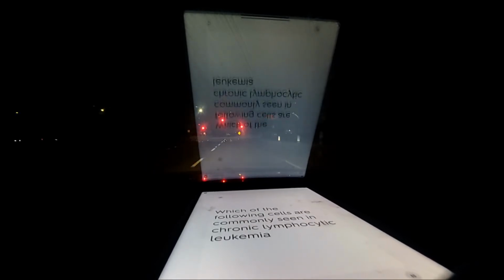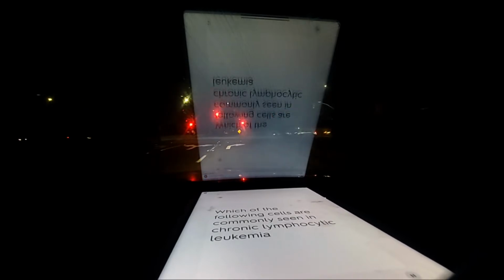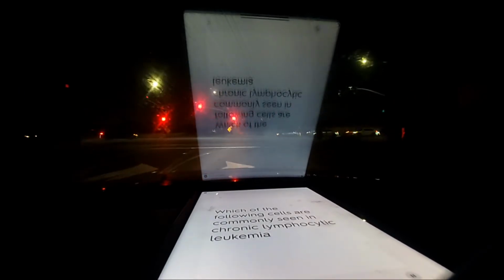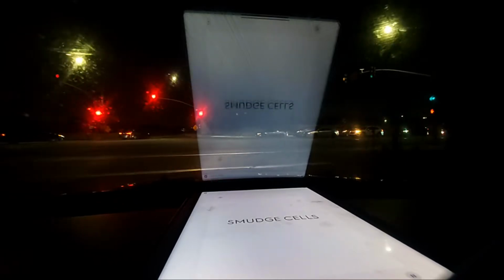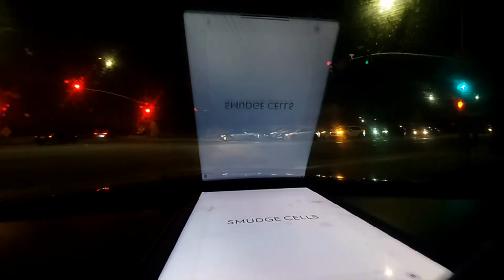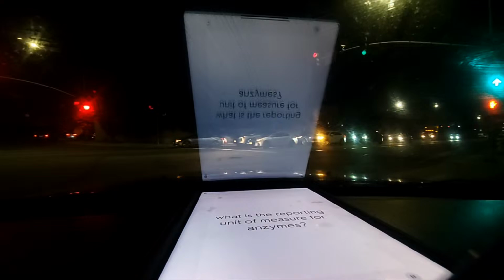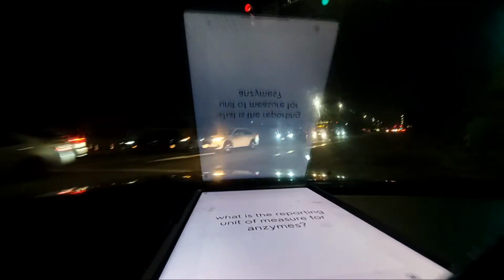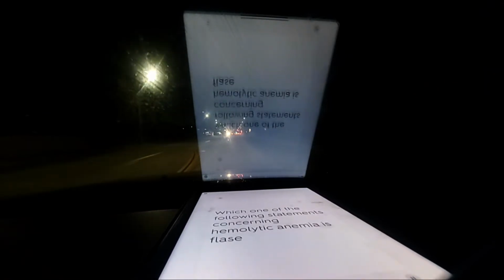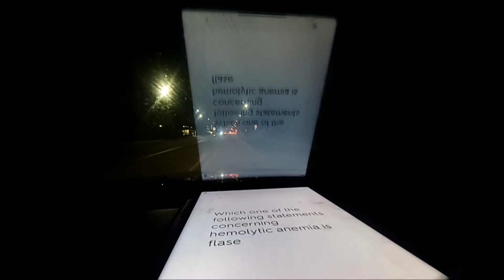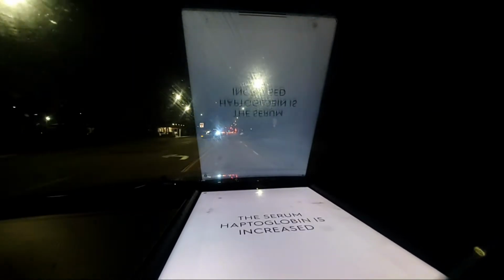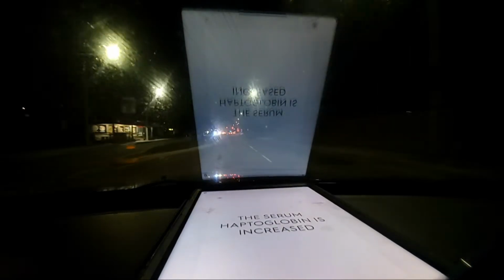Which of the following cells are commonly seen in chronic lymphocytic leukemia? Smudge cells. What is the reporting unit of measure for enzymes? IU/L. Which one of the following statements concerning hemolytic anemia is false? The serum haptoglobin is increased.